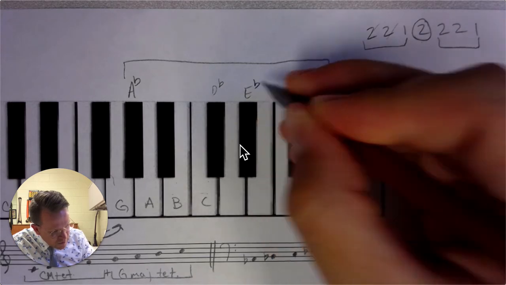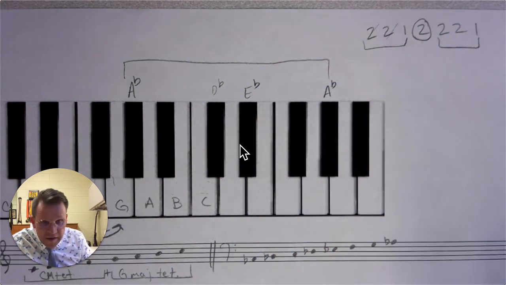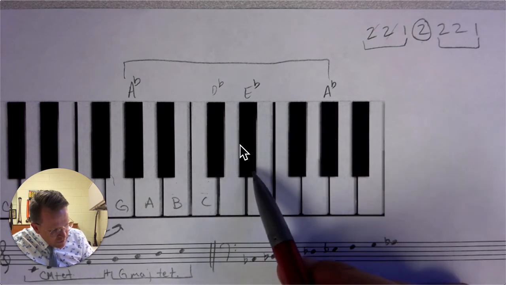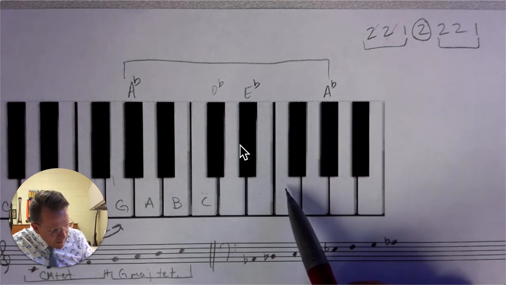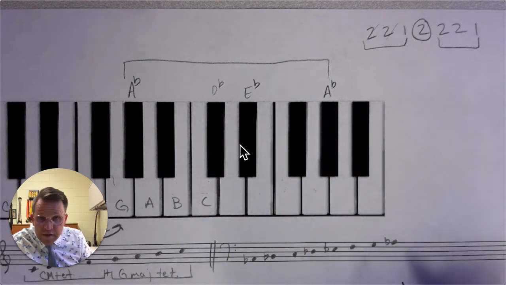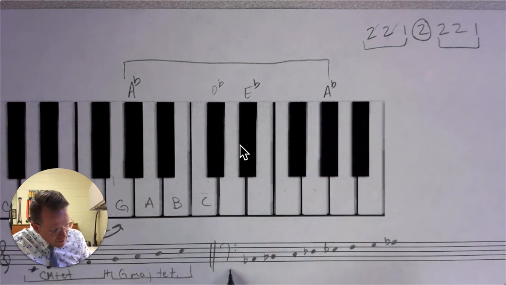D flat, now I'm going to go up two semitones, this is the one that links these two tetrachords. So two semitones up gives me E flat. Then E flat to F is two semitones, 1, 2. F to G, 1, 2, and then G to A flat. So these do not need to be altered, and we get our A flat major scale.